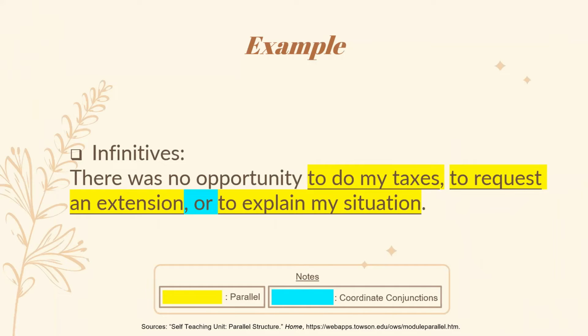Next, parallelism can also happen at the infinitive level. As you can see here, each of the parallel structures starts with to. There was no opportunity to do my tasks, to request an extension, or to explain my situation. There is also a serial comma here to separate the next word, and also the coordinating conjunction.